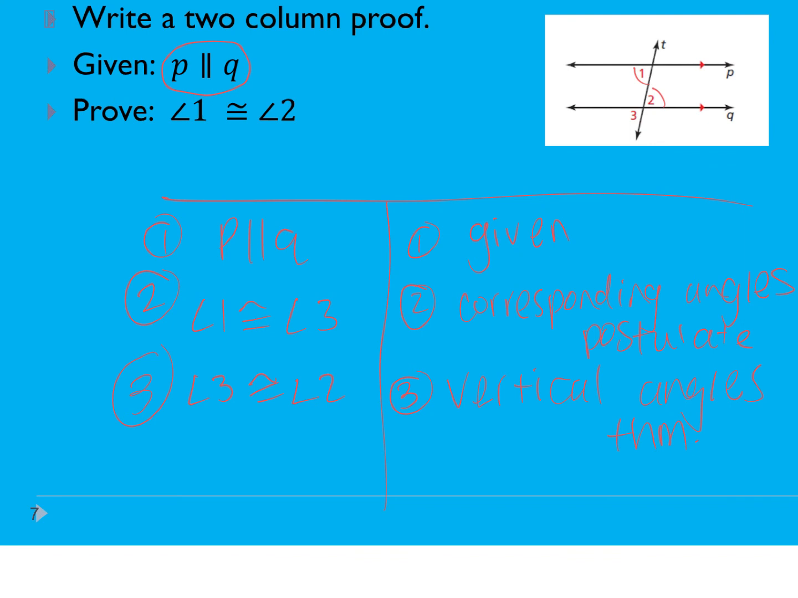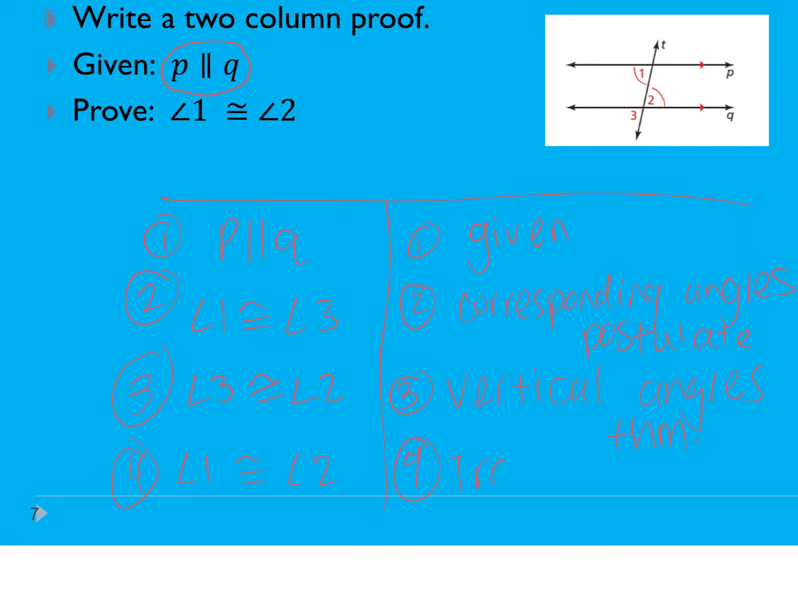Okay. Now our last step is to somehow say angle 1 and angle 2 are congruent. Does anyone think they know why we're able to say angle 1 and angle 2 are congruent? Cody? You want like a property? Yes, I want a property. It would be transitive. Property of congruence or equality? Very good. So angle 1 is congruent to angle 2. And you would put for number 4, transitive.